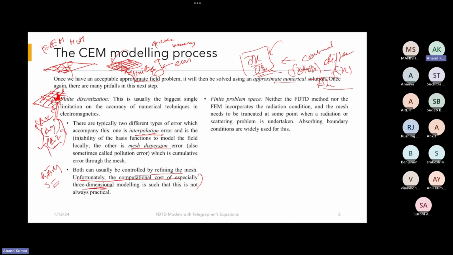Now, the next problem which we encounter is the finite problem space. In method of moments, this problem is not there. But for FDTD and FEM, if you have an antenna radiating in the field, FEM and FDTD do not have the radiation condition. So you have to terminate the space in which the antenna is radiating.